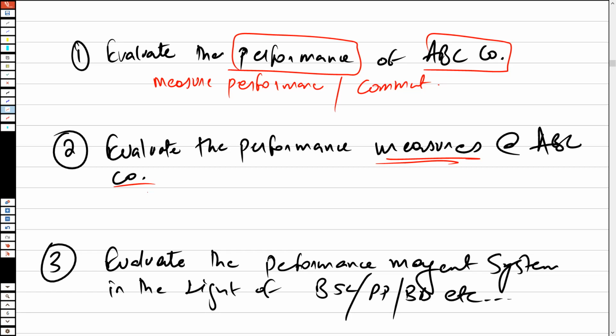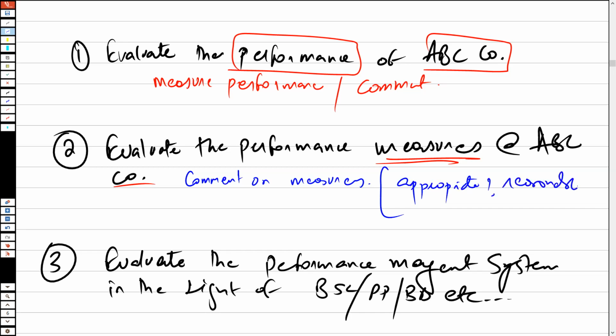The examiner would have actually given the different type of performance measures to you, and the examiner would expect that you would comment on those measures. Are those measures reasonable? Are those measures appropriate, given the current situation of the entity? Are those measures appropriate for this organization? So you could come across this second type of question also.